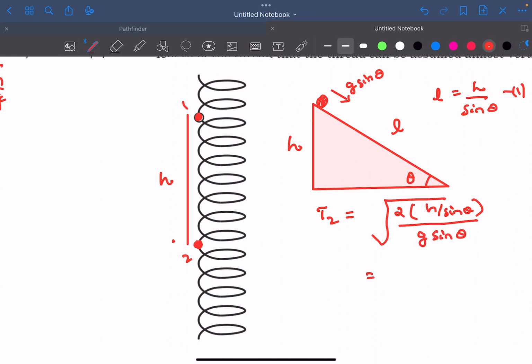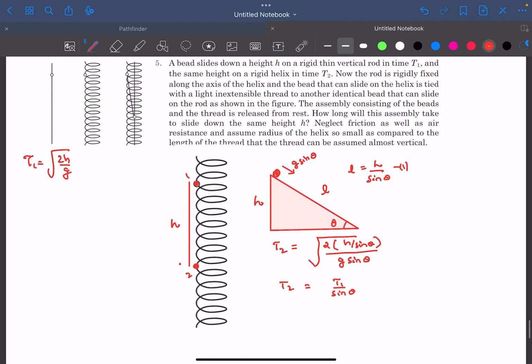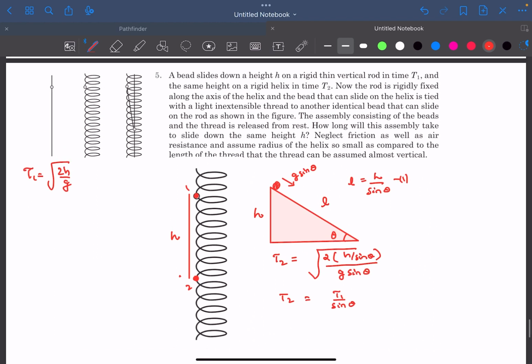And from here we'll get the answer as 2h root 2h by g divided by sine theta. So this is simply t1 divided by sine theta, right? Okay, so now the problem is still not done, but it's almost done.